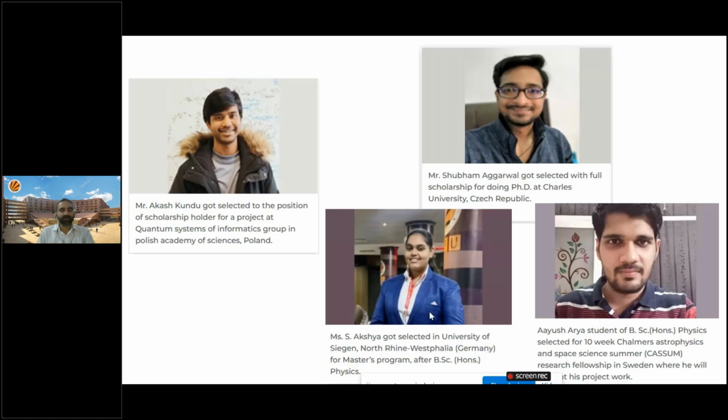Another student from the Department of Physical Sciences, Mr. Aksh Kundu, got selected as a scholarship holder for a project on Quantum Systems of Informatics Groups at the Polish Academy, Poland. Subhash Agarwal got selected with a full scholarship for a PhD in the Kazakh Republic. Akshay got selected at the University of Siegen, Germany, for a master's program after BSc honors physics. Ayush Arya from BSc honors physics was selected for a 10-week astrophysics and space science summer research fellowship in Sweden.